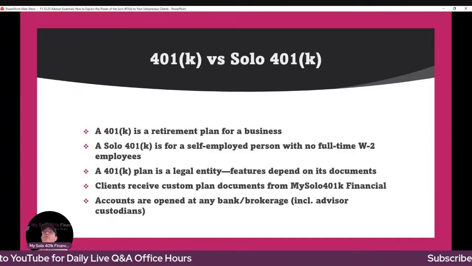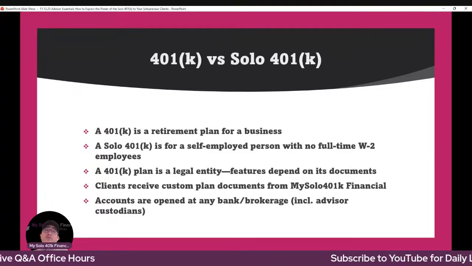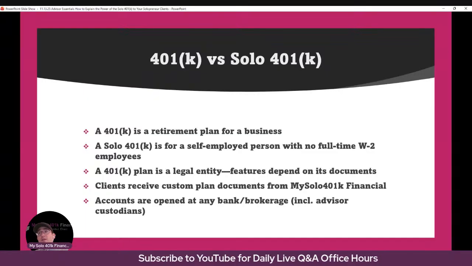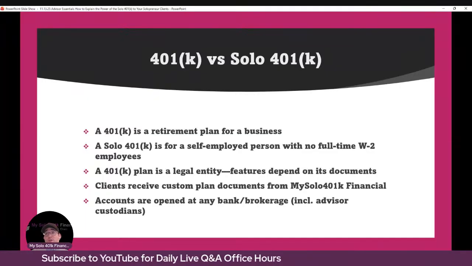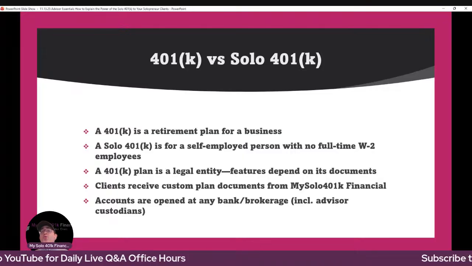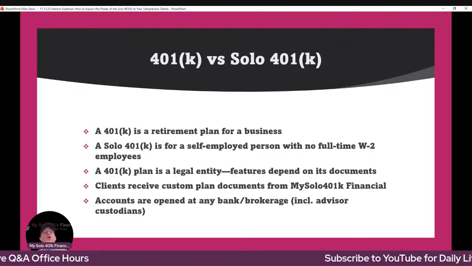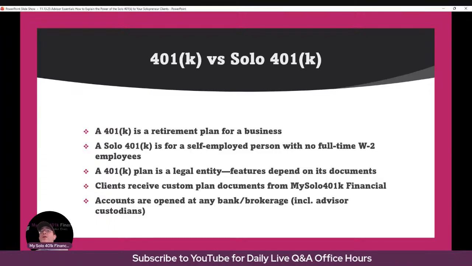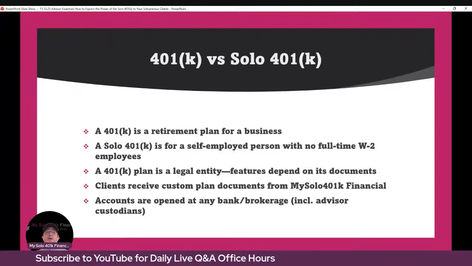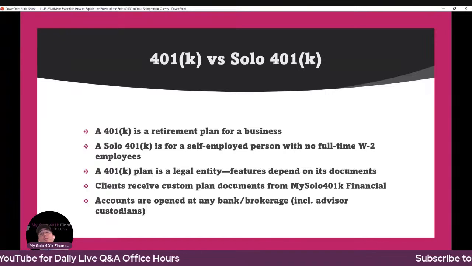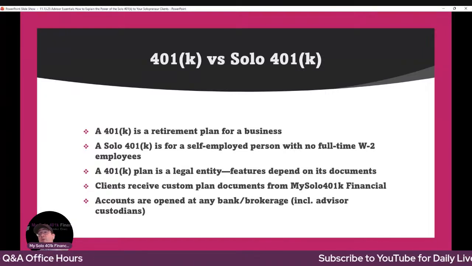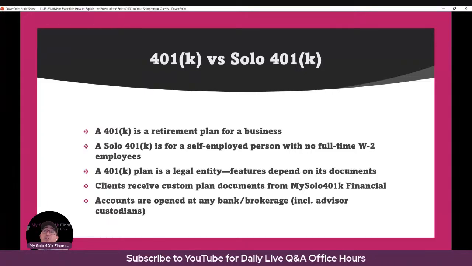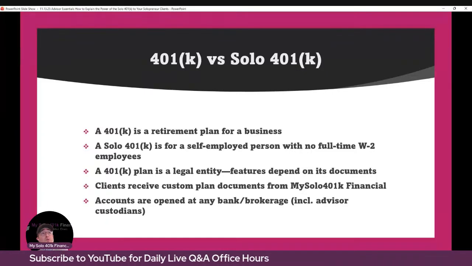Moreover, my solo 401k financial is very compatible with advisors because we don't hold or have access to your money. We don't hold or have access to the client's money. We're neutral as far as where the accounts are opened up at. Ultimately, what we care about is compliance. So as long as the accounts are opened up at a financial institution, a bank or a brokerage, the accounts are opened up under the name and EIN number of the plan. So as part of the onboarding process, we obtain an EIN number that's specifically for the solo 401k that meets the IRS expectation.